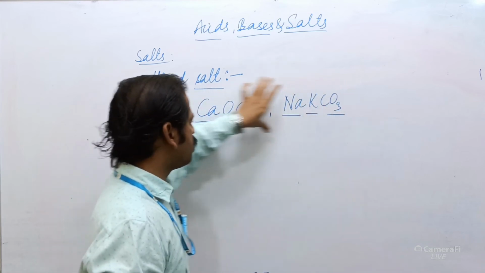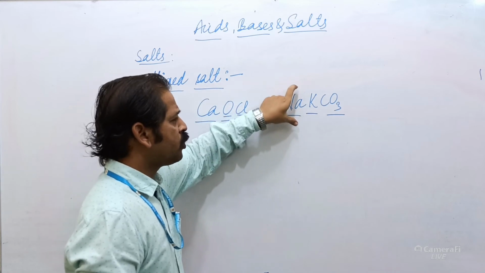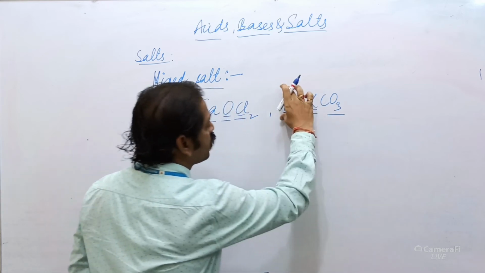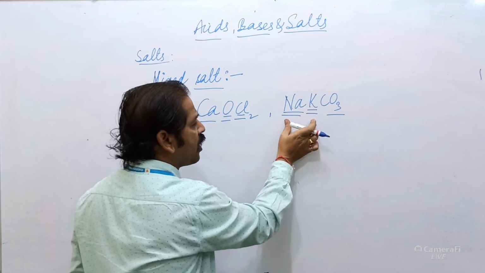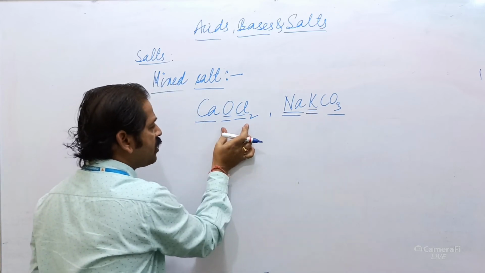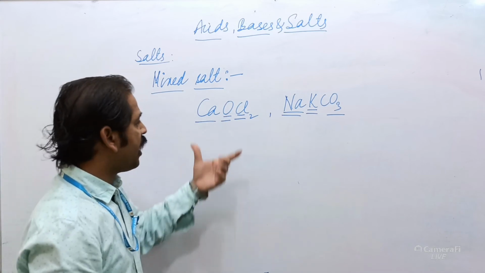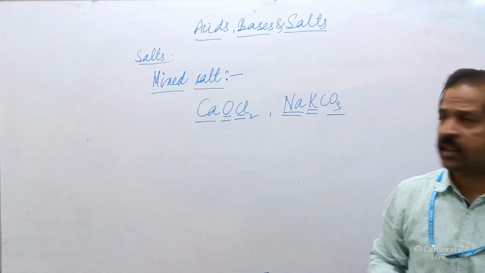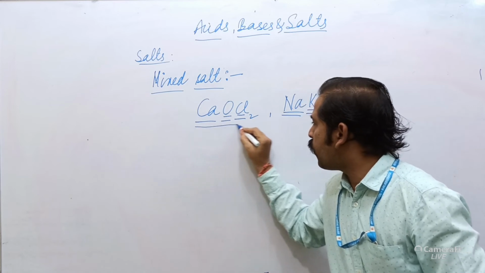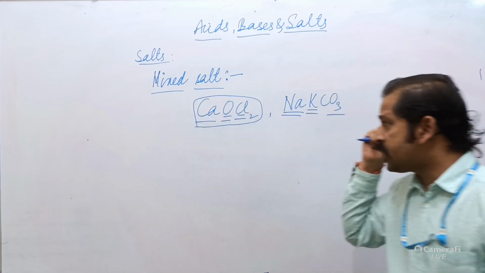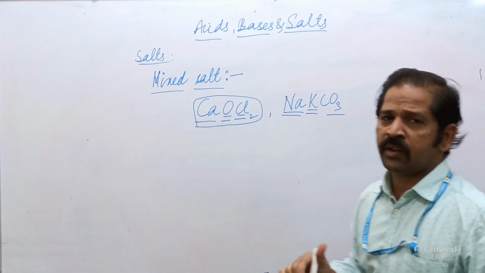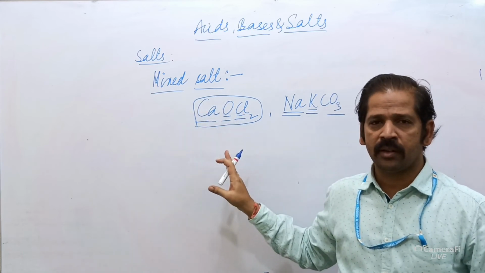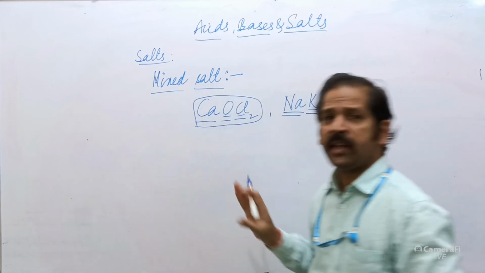It is a single salt. Calcium oxychloride, sodium potassium carbonate. Here you can see sodium and potassium are considered basic radicals. This is considered an acidic radical. A single salt having two radicals is considered a mixed salt. Calcium oxychloride is for your syllabus as a bleaching powder. Okay, this is about the mixed salt.